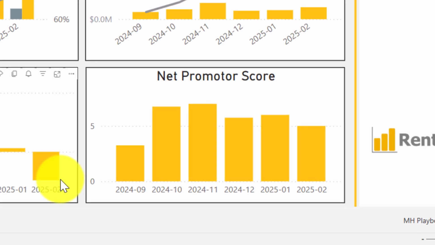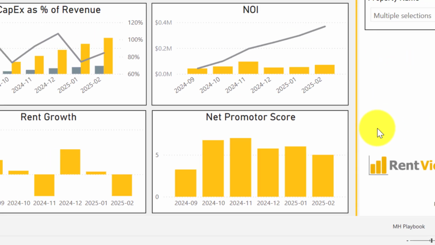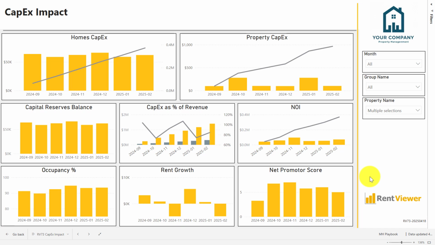And one more KPI here is the Net Promoter Score from your resident surveys. The idea for the CapEx impact dashboard is that if you're deploying CapEx, you should be seeing a positive impact. And if you're not, this visualization will make it clear.